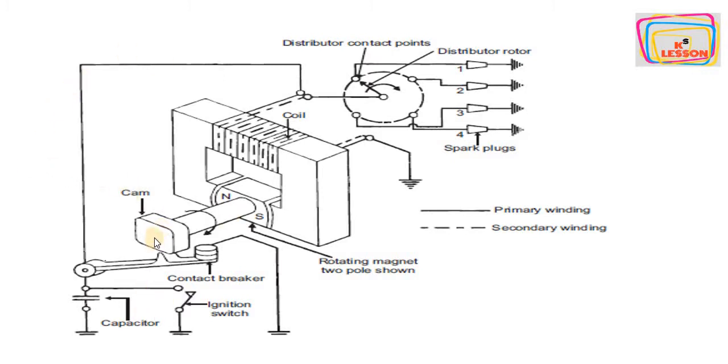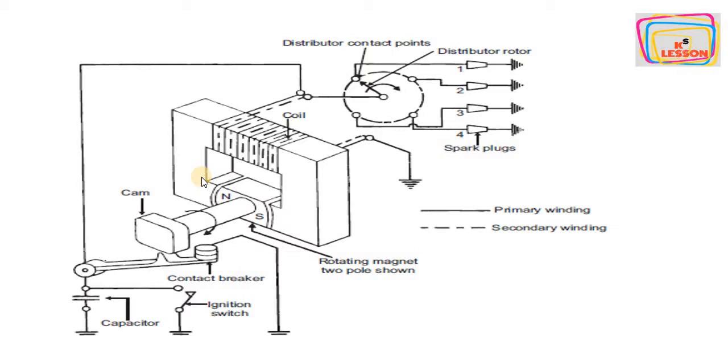The magnet is connected to the contact breaker cam, which has the 4 points, as we have 4 cylinders or 4 spark plugs, a capacitor to increase the intensity of the spark, and our distributor which has the 4 contact points and 4 spark plugs in 4 cylinders. And these lines, the solid line denotes the primary winding, and the dotted line denotes the secondary winding, as we can see in this picture.